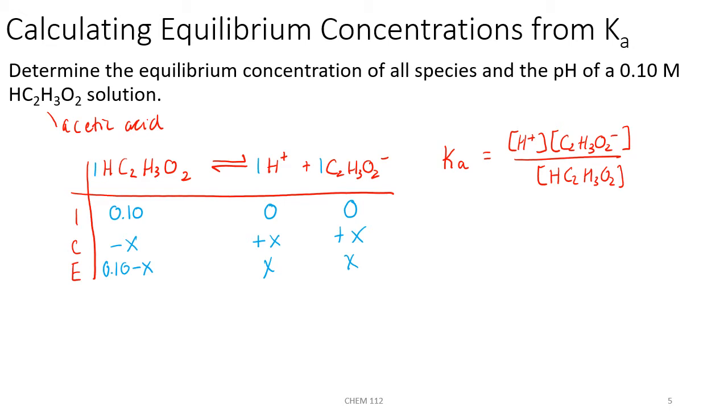If we're going to figure out what the concentrations of those 3 species are at equilibrium, we're going to need to know the left-hand side of the equation, or the Ka. You can look this up on your acid ionization chart.